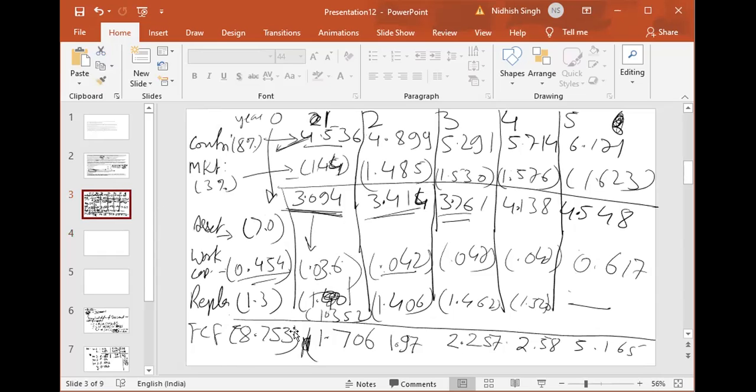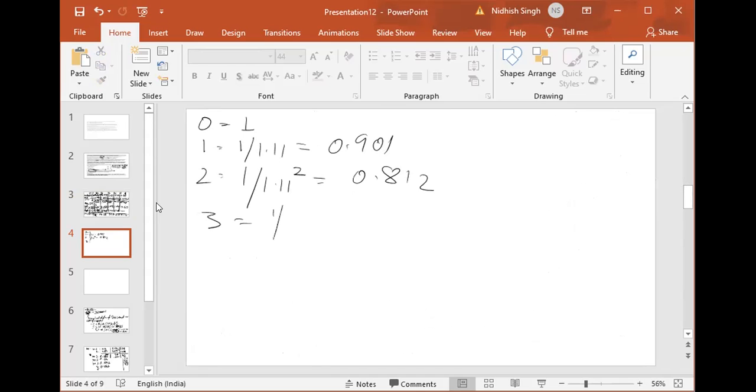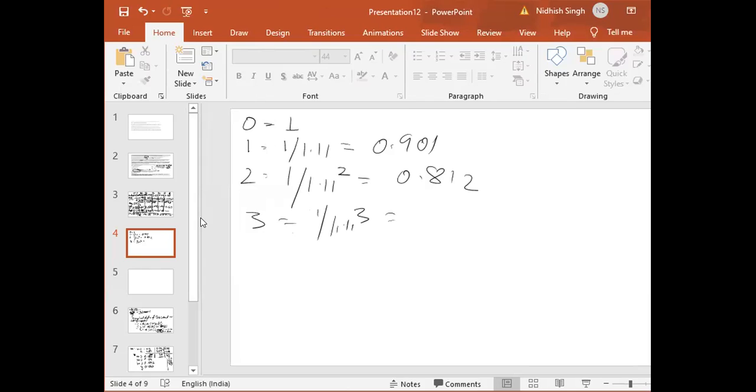So if I were to make a discount factor, I'll make my work easy. And I'll first calculate every year's discount rate. Normally for year 0, it is 1. Year 1, what is the discount factor? 1 by 1.11, because it is a 1-year discount factor. That becomes 0.901. Second year, 1.11 to the power 2. It becomes 0.812. Third year, 1 by 1.11 to the power 3. It becomes how much? Get my calculator. 0.731. Fourth year, 1 by 1.11 to the power 4 becomes 0.659, and the fifth year becomes 0.593.